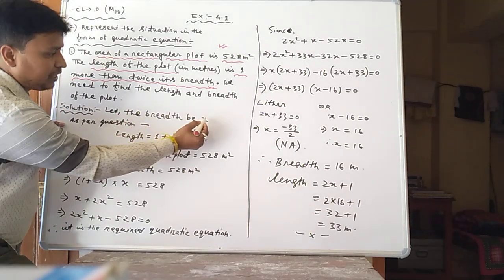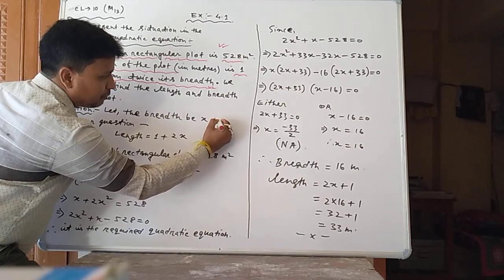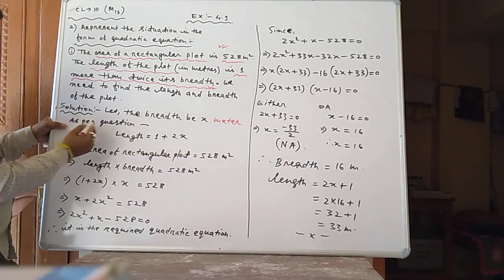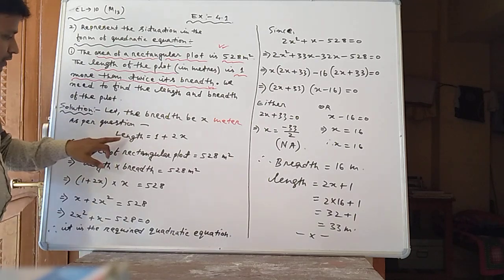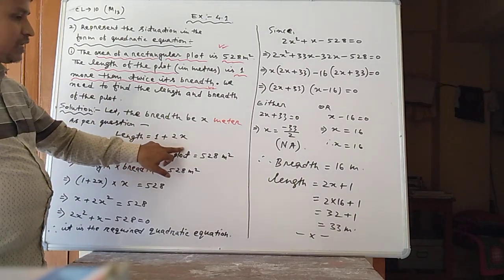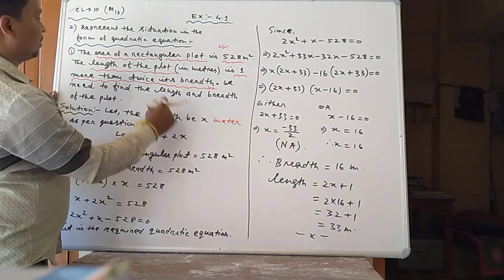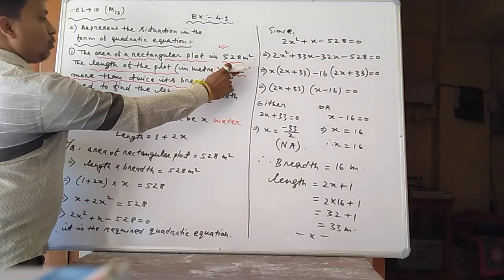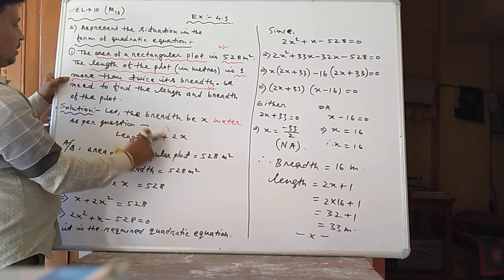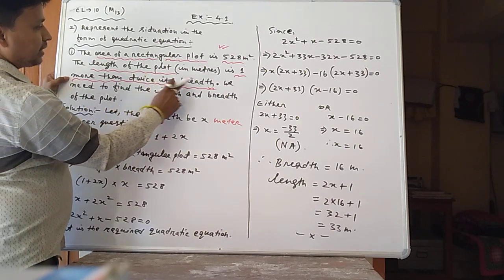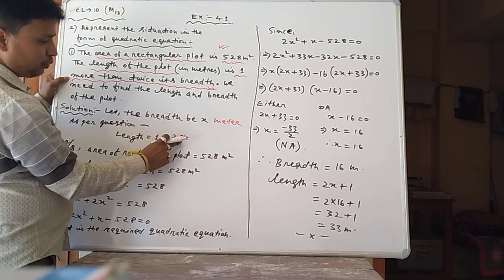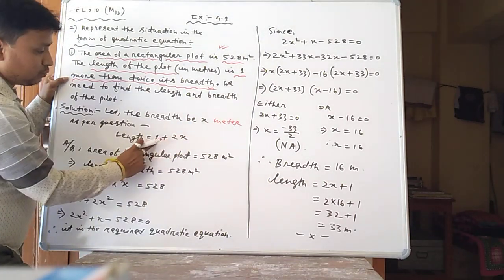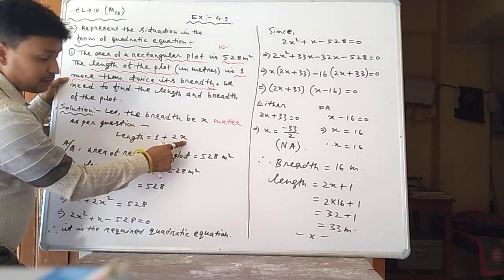Let breadth be x meter. As per the question, length equal 1 plus twice x. Why is it written 1 plus twice x? Because it is written the length of the plot is one more. One more means 1 plus. Then twice its breadth means 2 into x. Breadth we are declaring x, so 1 plus 2 times of x.